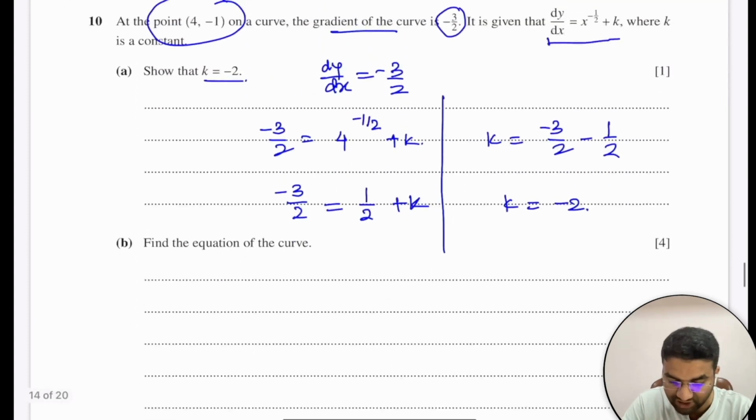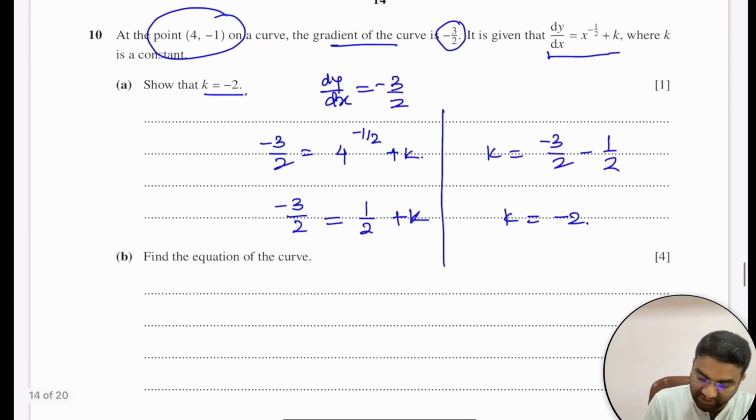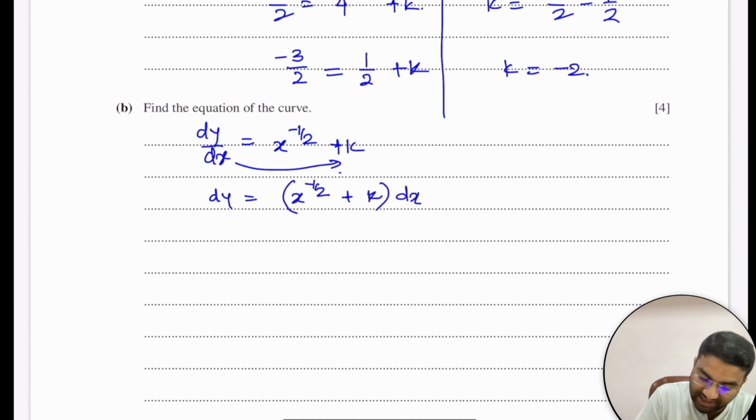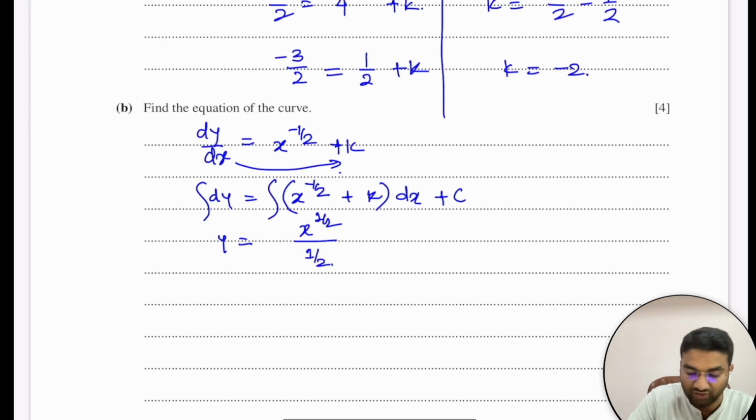Alright, then find the equation of the curve. Here we have dy/dx equal to x^(-1/2) + k, right? You can first move dx to the right-hand side. So dy is equal to (x^(-1/2) + k) dx. Take the integration on both sides, plus c. So y is equal to x^(-1/2 + 1), which is x^(1/2) upon 1/2, plus k times x. We already know the value of k, so you can put k value, which is -2.